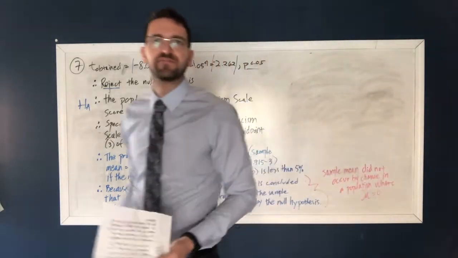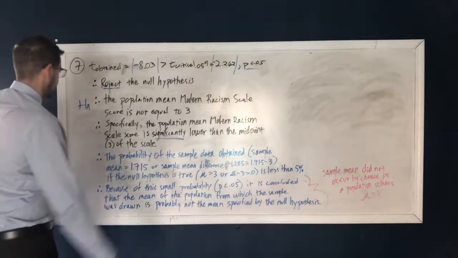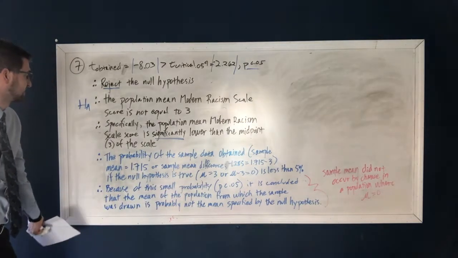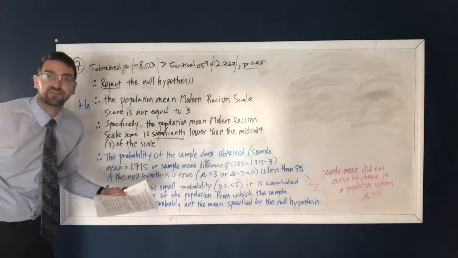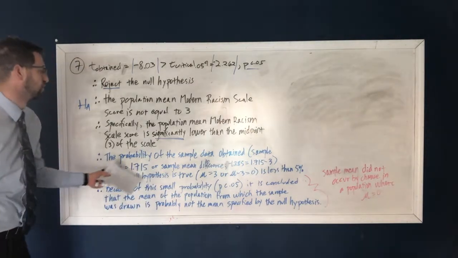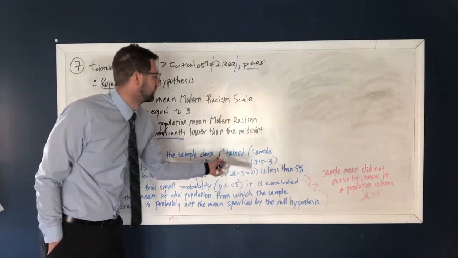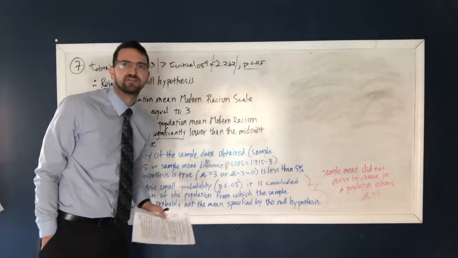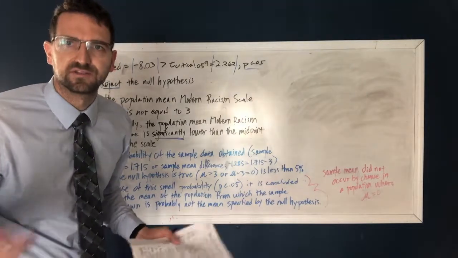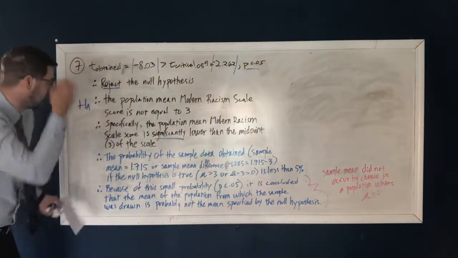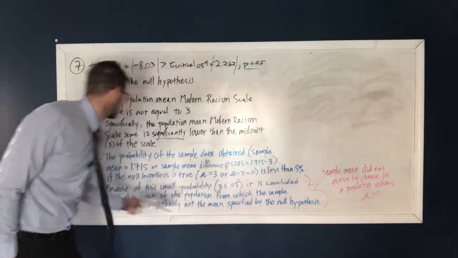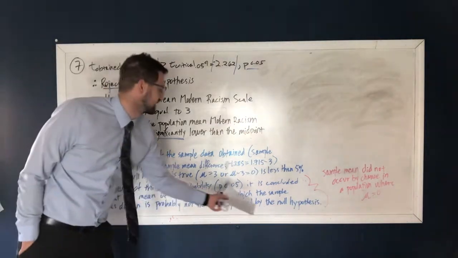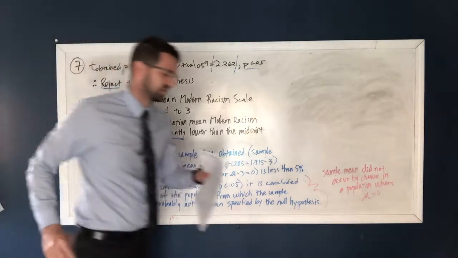Okay, so let's go ahead and finish the interpretation. So the probability of the sample data obtained, and our sample data, again, you can think of it as our sample mean or the sample mean difference, 1.715 minus 3 is negative 1.285, which was the numerator of our t obtained equation. Because of this small probability, it is concluded that the mean of the population from which the sample was drawn is probably not the mean specified by the null hypothesis.